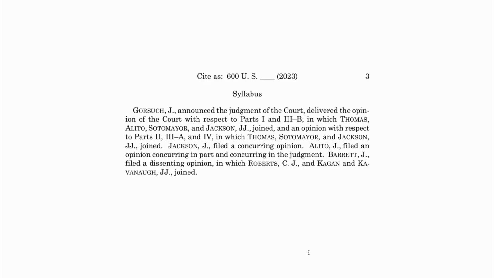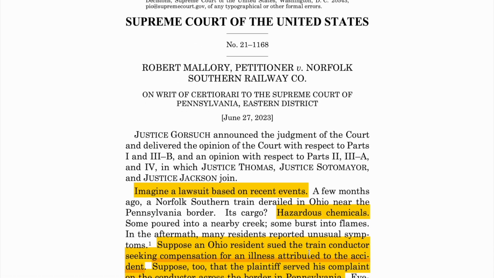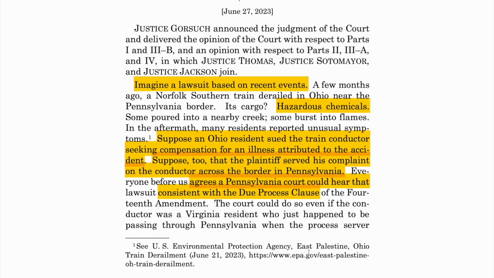So this is what we would call a fractured, one might say badly fractured, opinion. But here's how Justice Gorsuch starts us off. Imagine a lawsuit based on recent events.